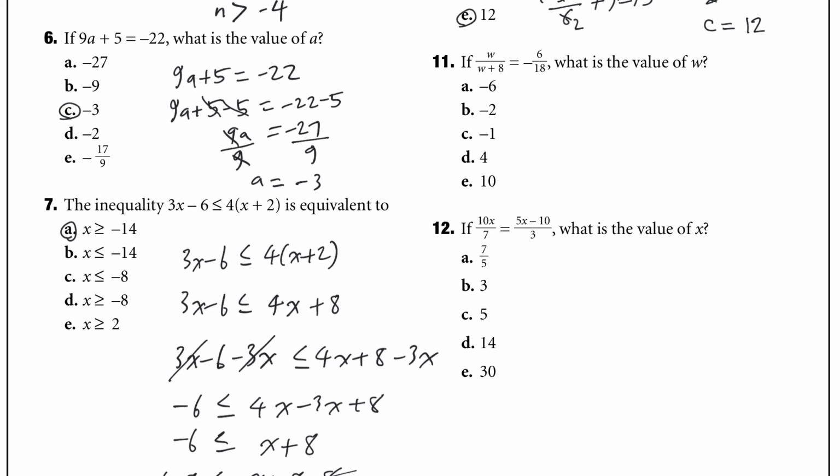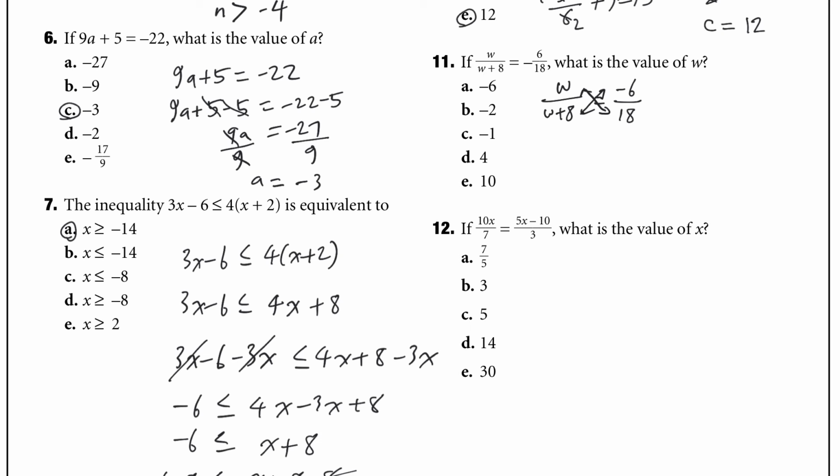Go to question 11. w over w plus 8 is equal to negative 6 over 18. Well, I'm going to rewrite that. Negative 6 over 18 is the same thing as 6 over negative 18. They're all interchangeable. What is the value of w? So in these cases where you have a fraction equal to another fraction, what you can do is cross multiply. That means I'm going to multiply it this way, and that way.